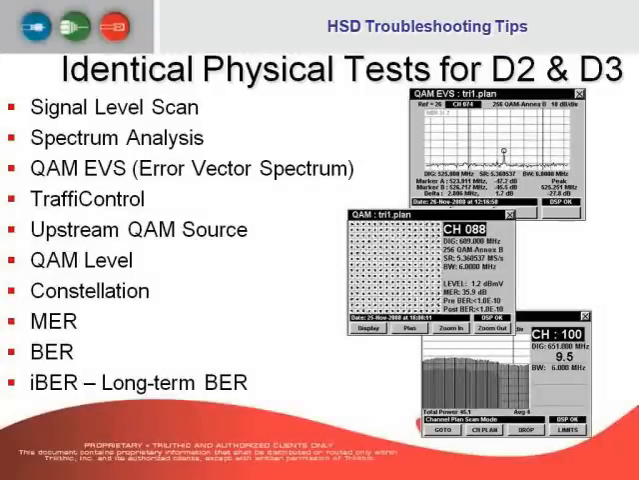The QAM level lets you know the level itself of that digital QAM. Constellation gives you the characteristics or the quality of the digital signal itself. MER, BER, and then also using a long-term BER to show you what types of impairments are coming into the digital over a time period.